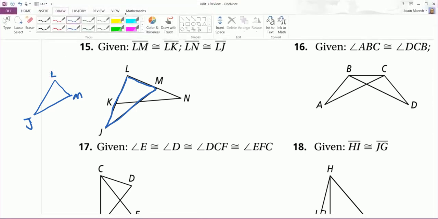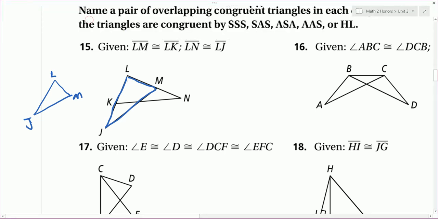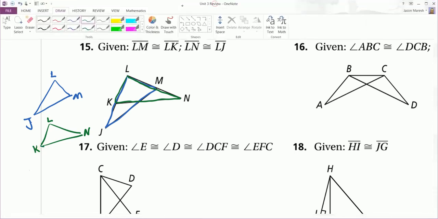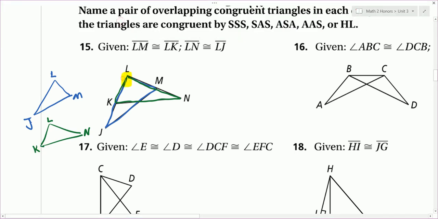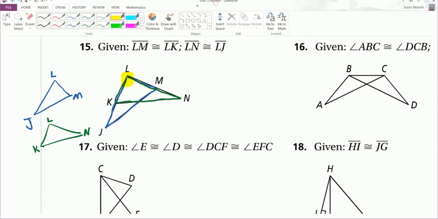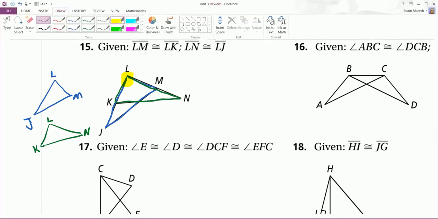And then the other one, I'll trace in green. And I'm going to redraw that one beneath it maybe. We have N, L, and K. Now whenever you have overlapping triangles, they either share a side or an angle. You have to locate that. And here they're sharing that angle L. So I'm going to mark that on each triangle.